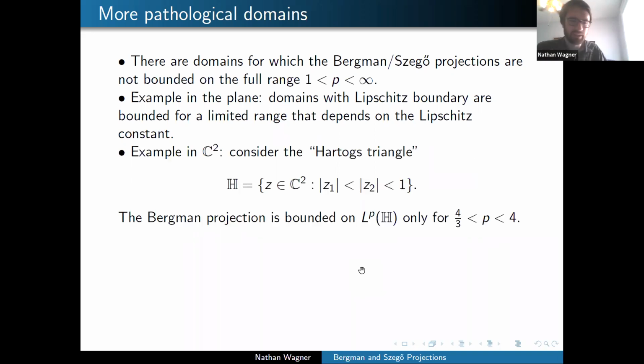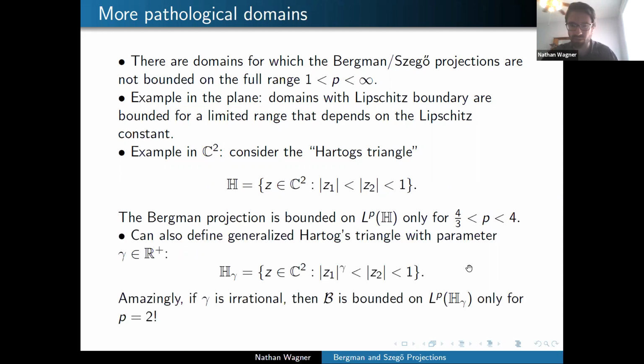And there's another example in two complex variables. If you look at what's called the Hartogs triangle, this is a famous source of pathologies in several complex variables. It's defined to be the set of z in C^2, so z is an ordered pair, z1 and z2, where |z1| is less than |z2|, which is less than 1. And it turns out the Bergman projection is bounded on L^p only for p between 4/3 and 4. And that's known to be sharp. So that's kind of interesting. The Hartogs triangle has a bad singularity at the origin that causes these problems.